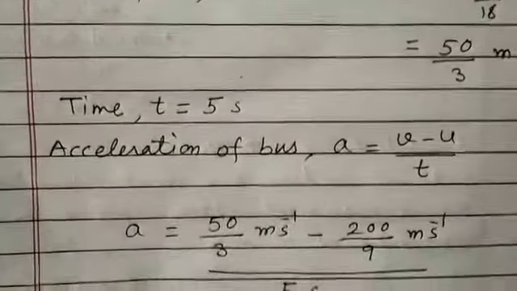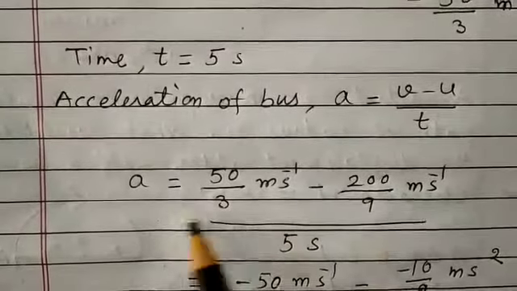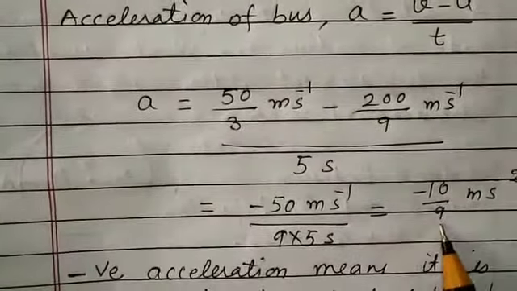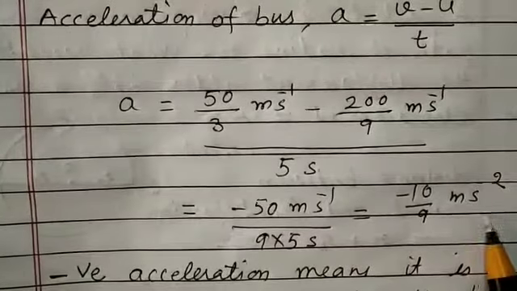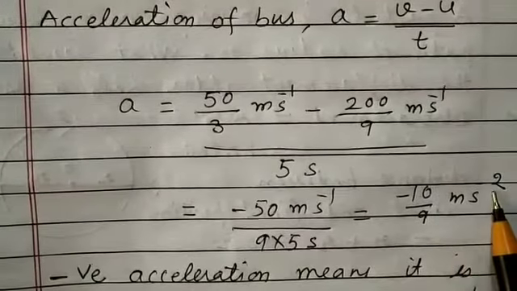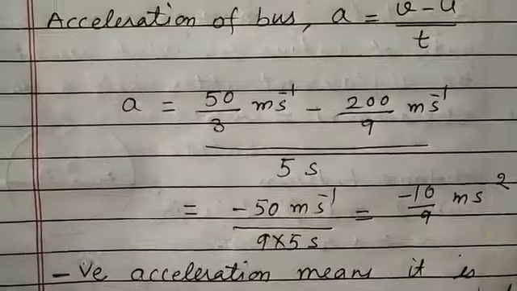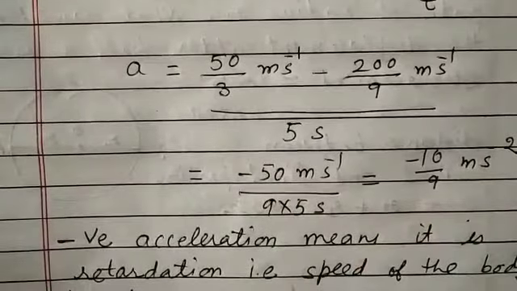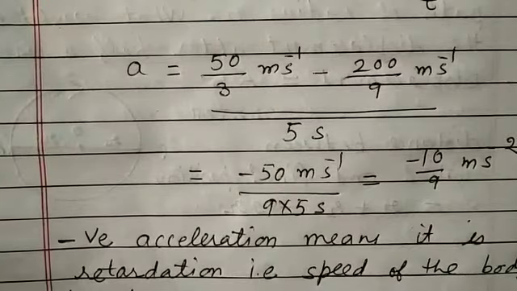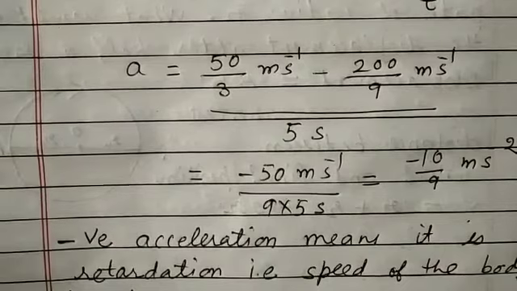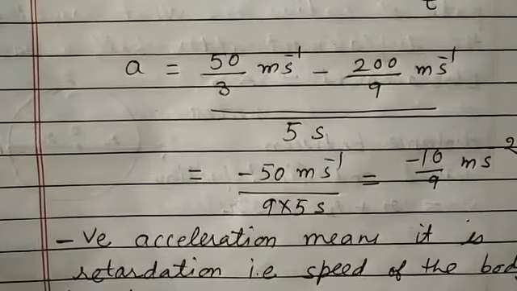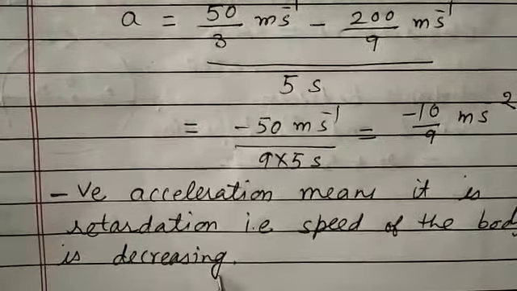So we have put all these values in the formula, and we will get the value minus 10 by 9 meter per second square. This is the unit for acceleration, meter per second square. And here the minus sign indicates that the acceleration is retardation, that is the speed of the body is decreasing. Negative acceleration shows that the speed of the body is decreasing.